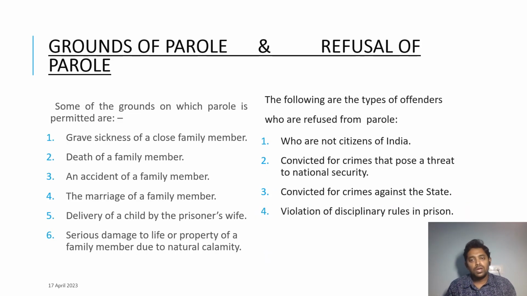Grounds of parole and refusal of parole. Some of the grounds on which parole is permitted are grave sickness of a close family member, death of a family member, an accident of a family member, the marriage of a family member, delivery of a child by the prisoner's wife, and serious damage to the life or property of a family member due to natural calamity.